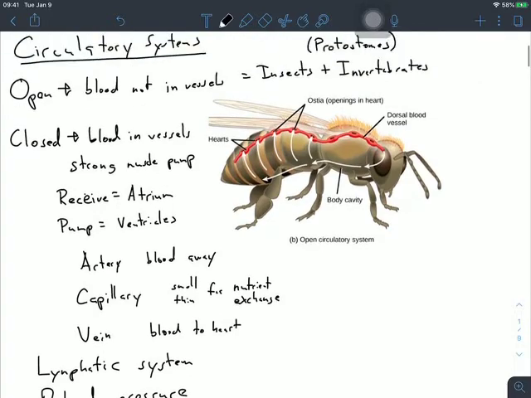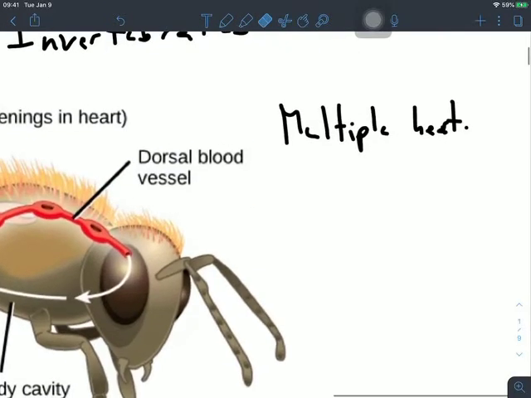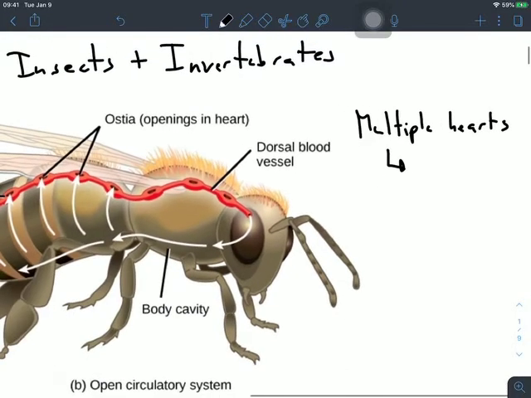So let's explore a little bit more about the open circulatory system of insects and other invertebrates. Again, there is variation in this, but I want to introduce us to some of the major terms here. So open circulatory systems are found in invertebrates like bees and grasshoppers, and they are defined by having multiple hearts without true chambers, but they do have holes in them called ostia.